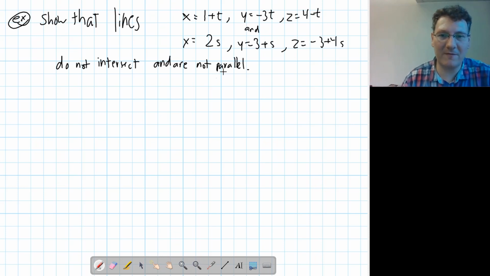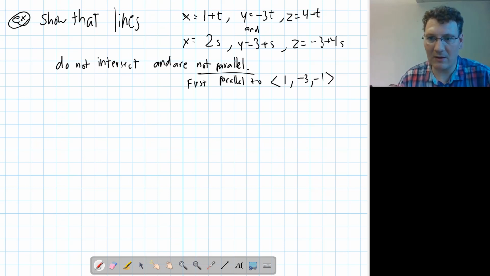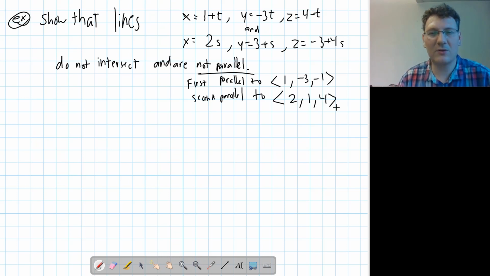Okay, so probably the first part is easiest, because the first is parallel to the vector given by the coefficients of t, right? So the vector is 1, negative 3, negative 1, whereas the second is parallel to the vector 2, 1, 4. So the two lines are parallel to two different vectors, so they're not parallel to each other, right?